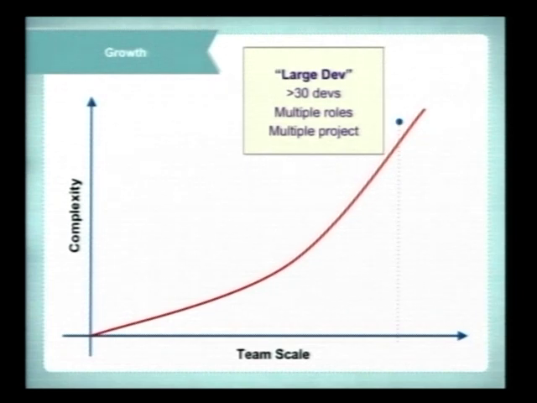The next one is large development team. The team size is 30 developers, and we have multiple roles and multiple projects running at the same time. How we handle this kind of situation is using reusable code. My friend Fadil will explain it further.